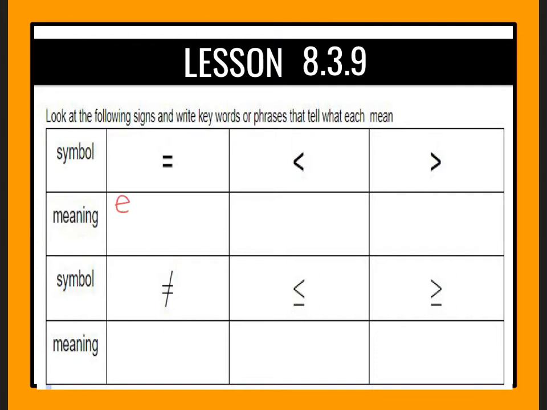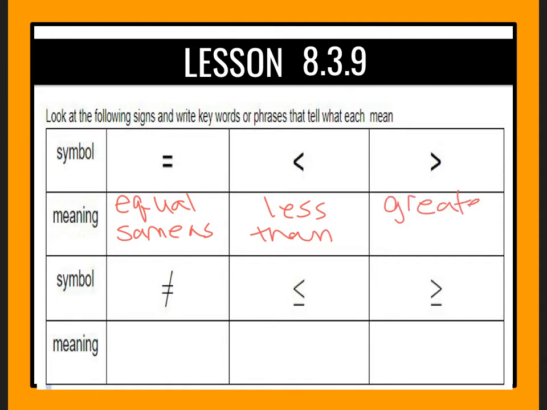We know that when you see this symbol, it definitely means equal or the same as, right? We know when you see this symbol, we're talking about a less than situation. Here we're talking about a greater than situation or more than, right? All of this is with you. We know that means not equal. This means less than or equal to, right? Or at most, or the maximum.